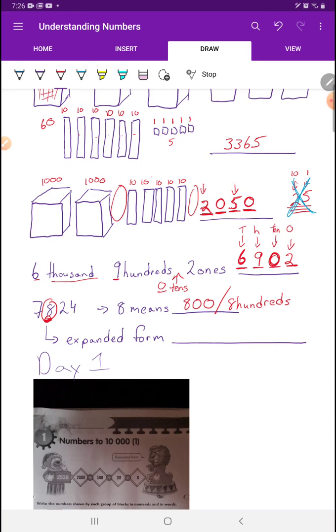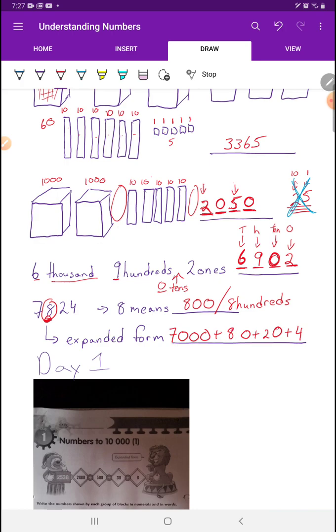And in this one, they might also ask you to write the expanded form. The expanded form means we have to write what each number means. So 7 means 7 thousands, because it's in the thousands place. 8 means 800, because it's in the hundreds place. 2 means 20, because it's in the tens place. And 4 means 4, because it's in the ones place. Just like that. Okay? This got a little messy here, didn't it?